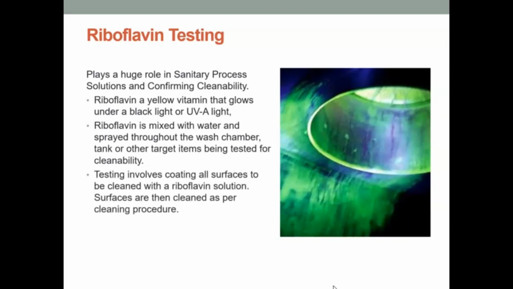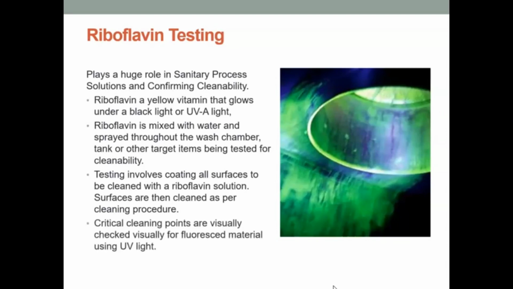The testing involves coating all surfaces to be cleaned with a riboflavin solution. Surfaces are then cleaned as per the normal cleaning procedure. Critical cleaning points are visually checked. They are visually checked for fluoresced material using the UV light, so it makes it very easy to see any areas that are difficult to clean or that have not been cleaned correctly according to your procedure.